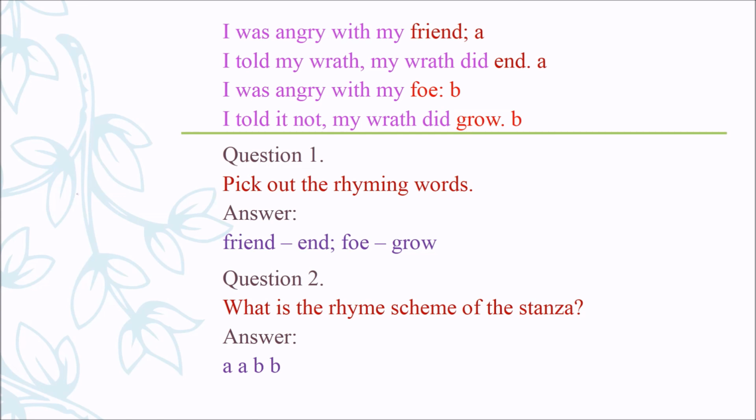Question number 1. Pick out the rhyming words. So the rhyming words are friend, end, foe, grow. Question number 2. What is the rhyme scheme of the stanza? So the answer is AABB.